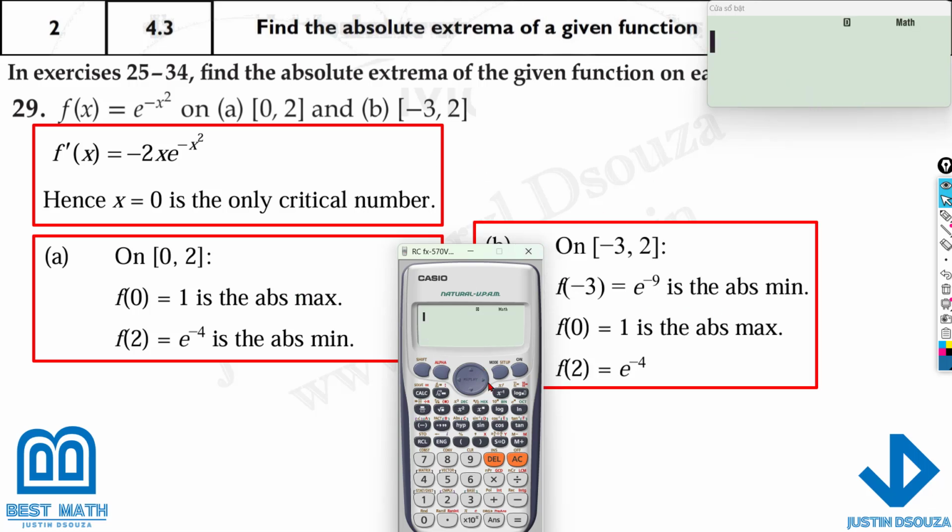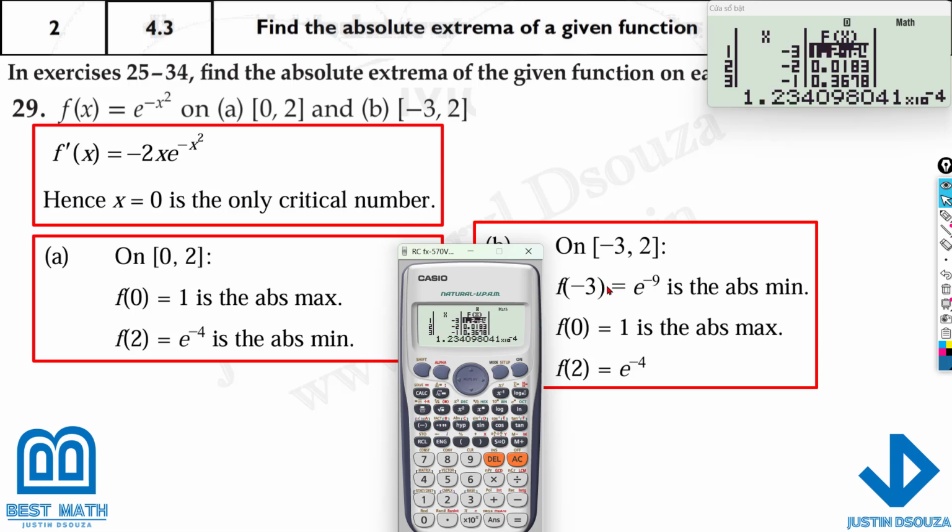That's how we do it over here as well. Mode 7, it's e to the power minus x squared. And where do we calculate? Starting at minus 3 over here and ending at 2. And step, I'll just leave it as 1. And you can see over here, minus 3, it's such a small number. It's 0.000123 and so on. And that is the minimum. What is the maximum? 1 is the maximum, you can see. So that's how these two are the extremas.